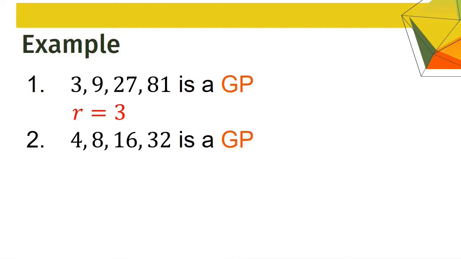Another example is 4, 8, 16, 32. And this sequence is also a geometric progression because it has a common ratio 2. This is because when I divide the number 8 by the previous number 4, it will produce 2. In the same way, when I divide 16 by 8, it will produce 2 in that order. And this is the difference between arithmetic progression and geometric progression. Remember, in arithmetic progression, we were talking about common difference. But in geometric progression, our focus is on common ratio.